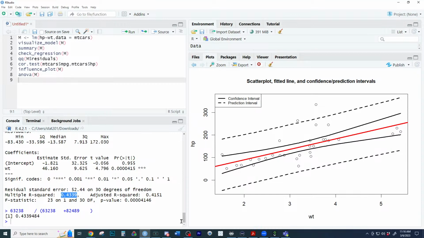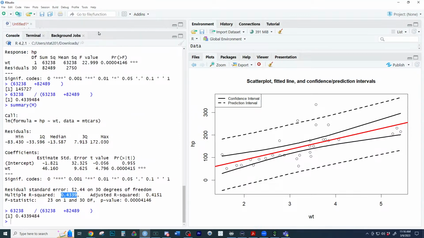The ANOVA actually shows you how much of the total variation that there was, we explained. This is what we explained. This is what we didn't explain. If you add them up, you have the total variation. And then if you take the top value right there, you have the amount we explained over the total that exists.